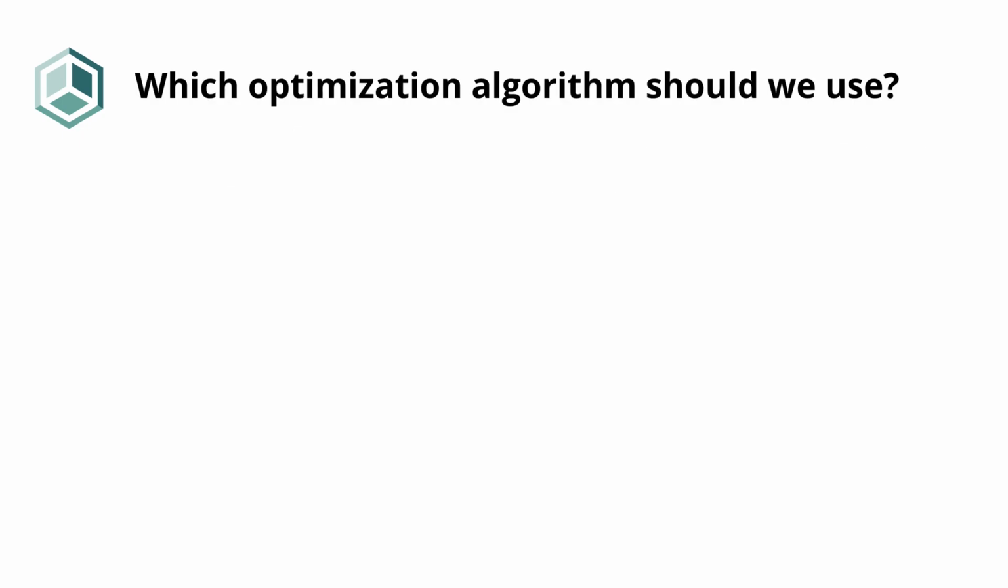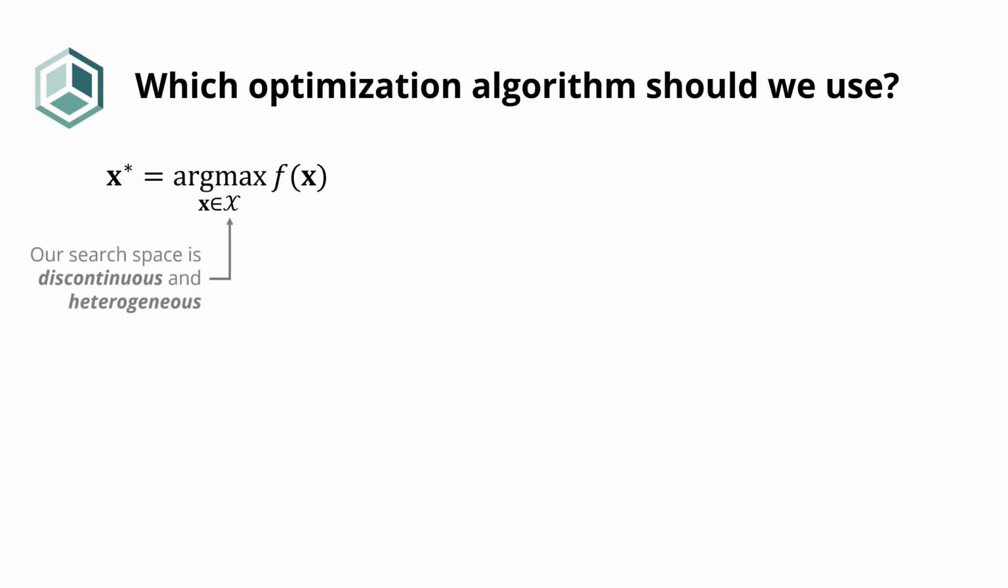What about the optimization algorithm? Before we are ready to examine our choices of algorithms, we need to make two key observations. The first one is that our search space is discontinuous, meaning that it is not a smooth and continuous function like most machine learning models. Furthermore, it's heterogeneous, meaning that its dimensions are highly diverse.